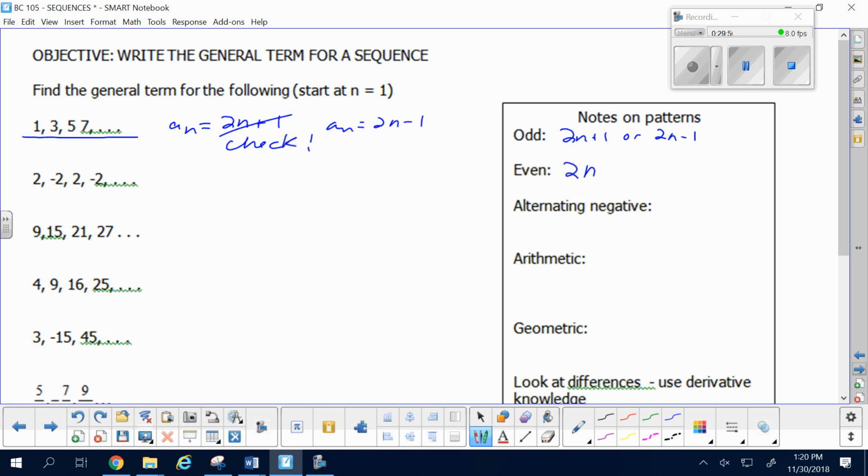2n minus 1, I heard. If n equals 1, what do you get? 1. If n equals 2, what do you get? 3. Is it working? Yeah.